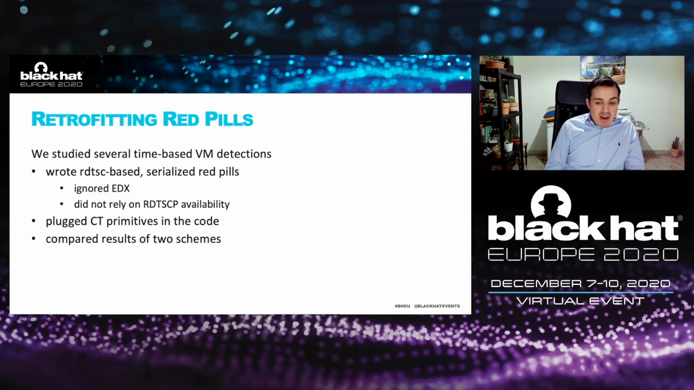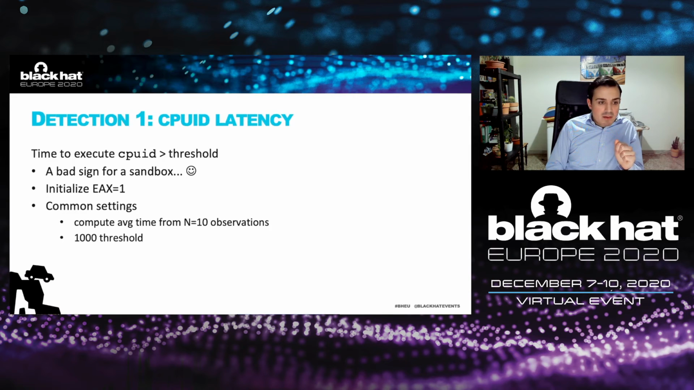So now we have a time primitive. We want to put it into action. So we studied popular time-based detections for hypervisors, and we implemented them both with RDTSC, and then we plugged the counter thread version into our counter thread primitives, and then we compared the results. So I will be presenting 4 detections. One I already kind of presented, the latency of the CPUID instruction. If you fail this test, it's not a good sign in a sandbox.